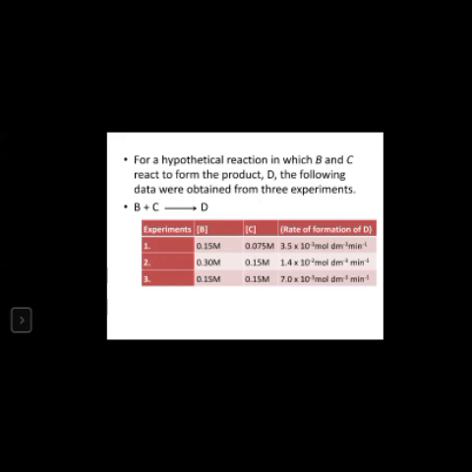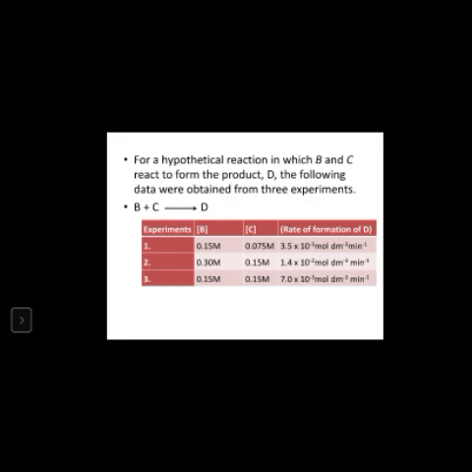3.5 times 10 raised to minus 3 times 2, you move up to 7. That means this C is actually affecting the rate of formation of D. And then I'm done with C. Those values, experiment 1 and 3, will help me to find the order with respect to C. Let me go to B now.